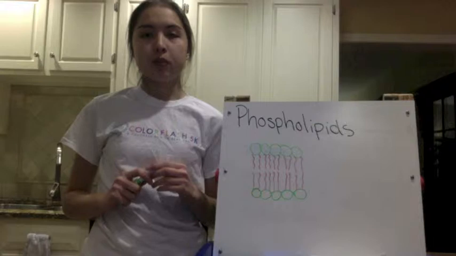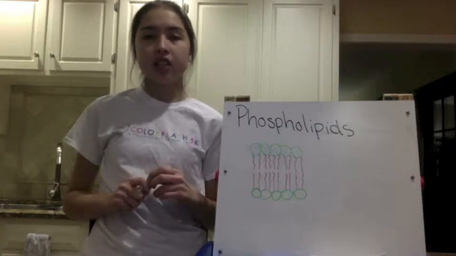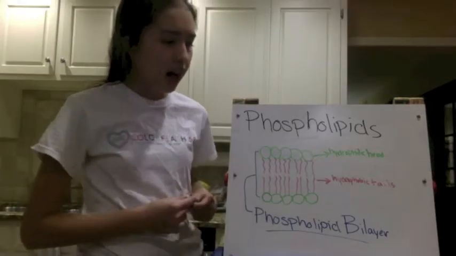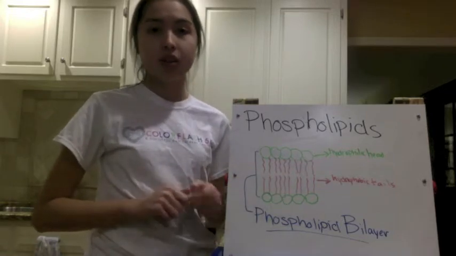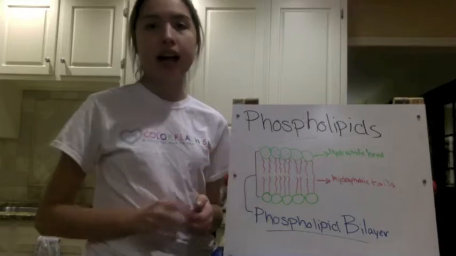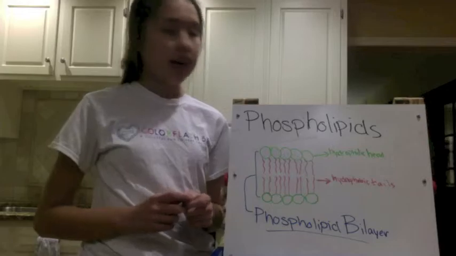And these phospholipids form a bilayer where the hydrophobic tails line up against each other with the hydrophilic heads on both sides. Now, the reason why the tails are on the inside is because they are nonpolar and also hydrophobic. And the reason why the heads are on the outside of the bilayer is because they are polar and hydrophilic.